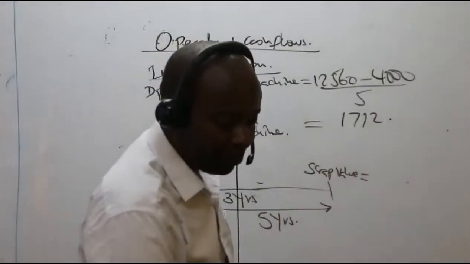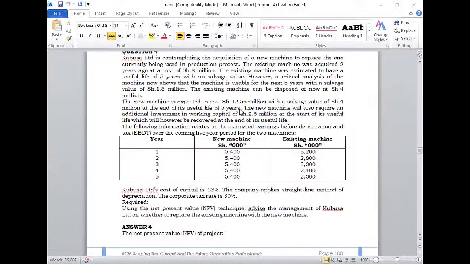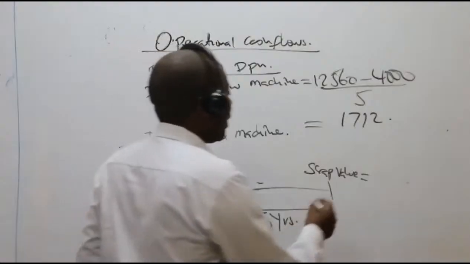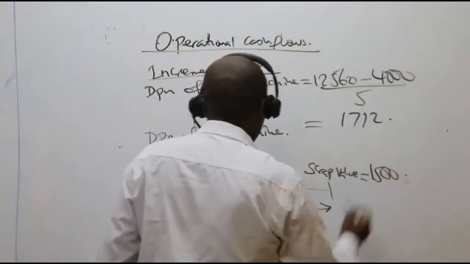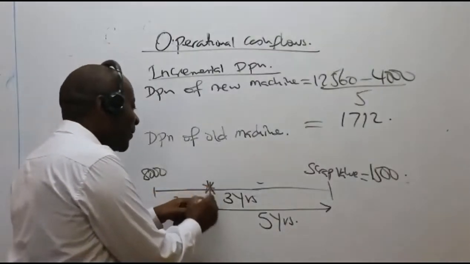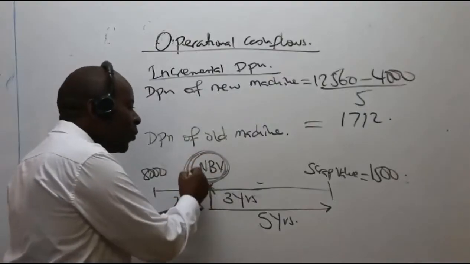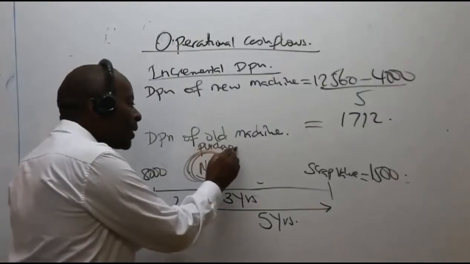After elongating the period, they are telling us, however, a critical analysis of the machine now shows that the machine is usable for the next 5 years with a salvage value of 1,500. So the salvage value here, which is scrap value, is 1,500. But now the question comes: what figure should we put here? Ladies and gentlemen, here we should work with NBV, net book value, as our purchase.